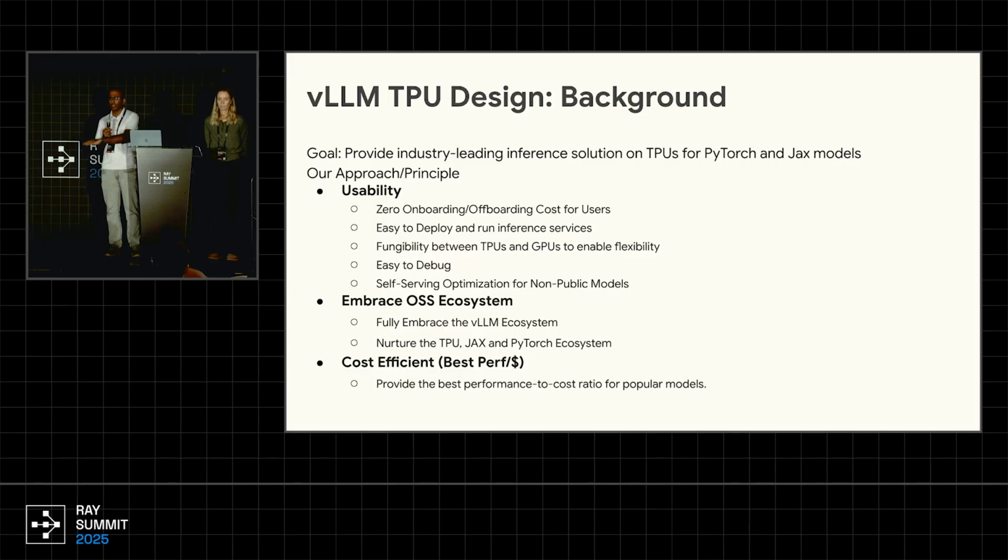And the second core principle is we want to embrace the full OSS ecosystem. Rather than developing our own inference solution for the TPUs, let's embrace the OSS ecosystem, look at what is available there, and port it to TPUs. So it's also less friction, especially when you're coming to TPUs. That's why we fully embrace the vLLM ecosystem, and of course the JAX and PyTorch ecosystem. And the last one, which is the most important one, is that the performance per dollar should be better. If it is not cost efficient, it's a moot point, right? Why would you even consider TPUs?